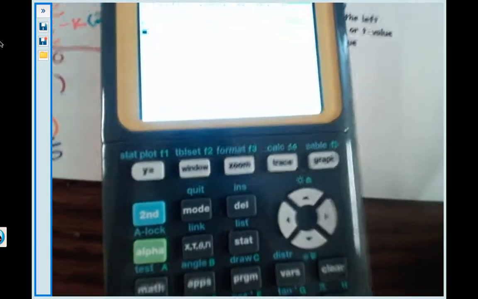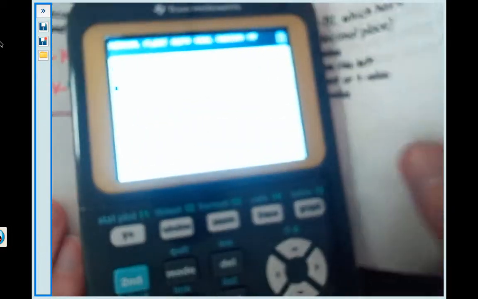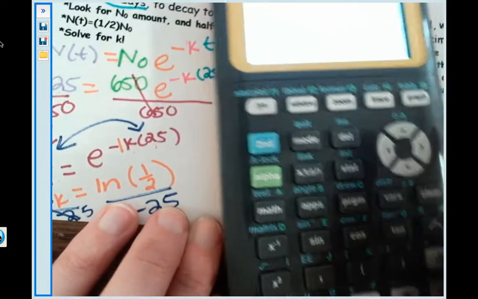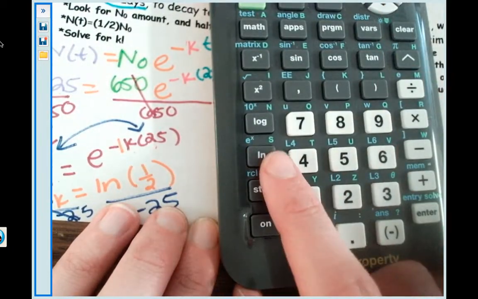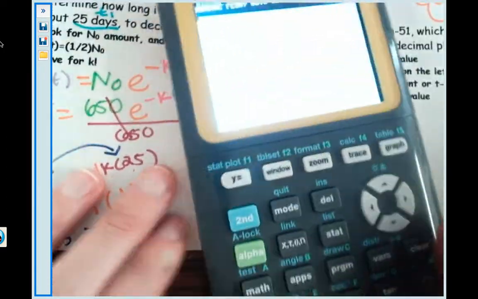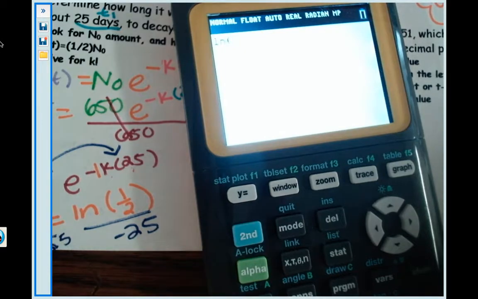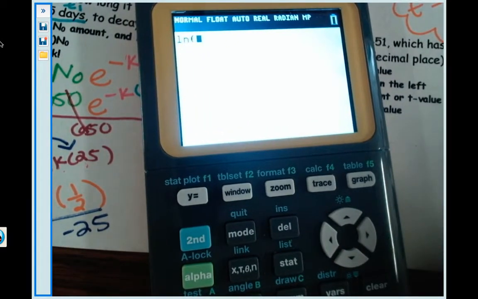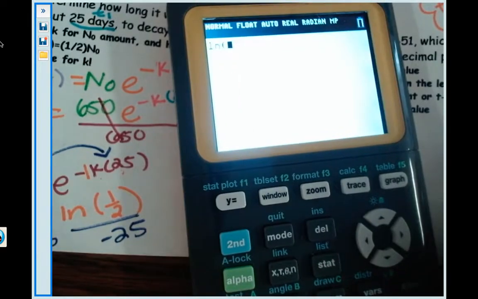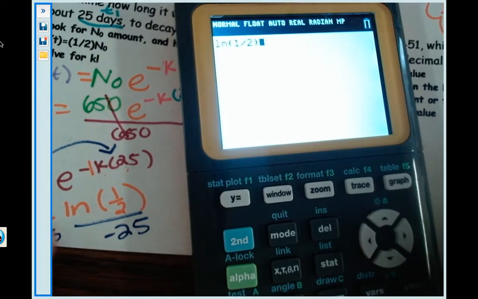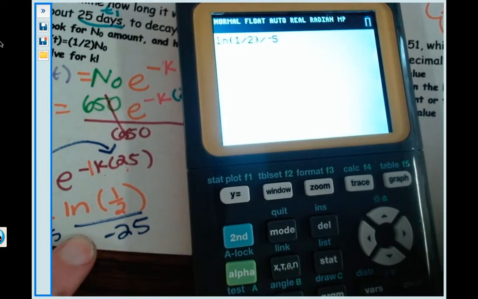I'm going to zoom in. All right. So remember, you guys, the natural log key is beside the 4. You see that ln key, that's our natural log key. So I'm going to finish that, and a natural logarithm will pop up. So we have natural log of 1/2. So 1 divided by 2 is 1/2, and then divided by negative 25.